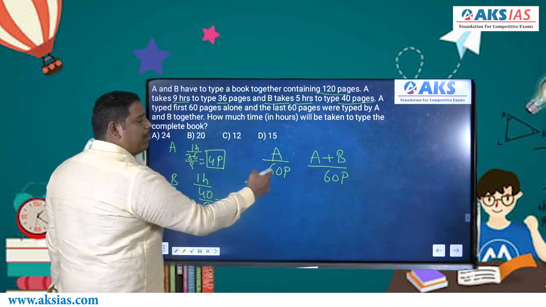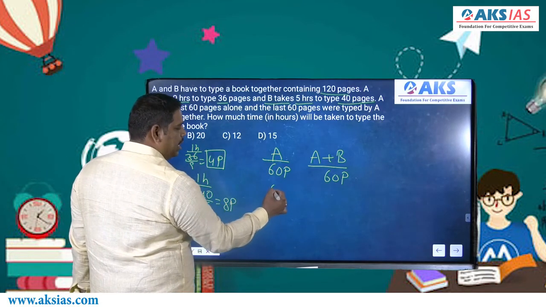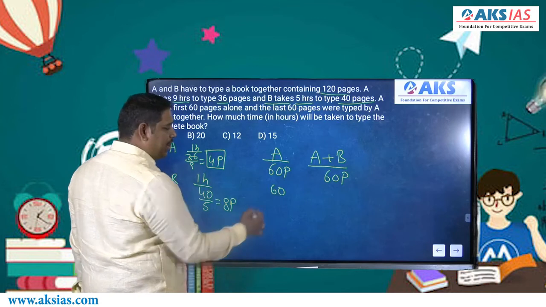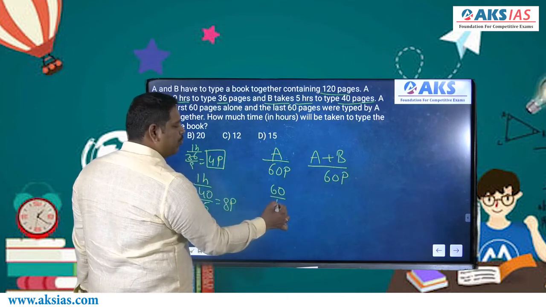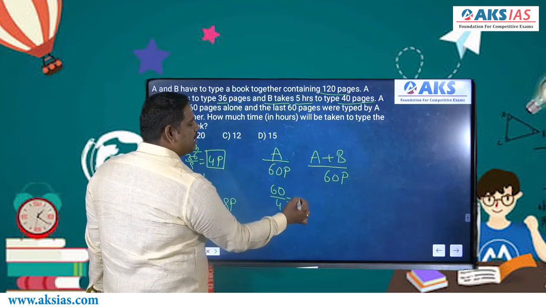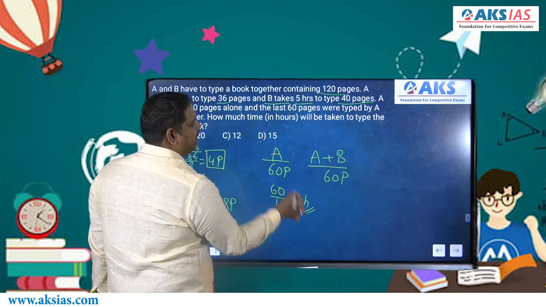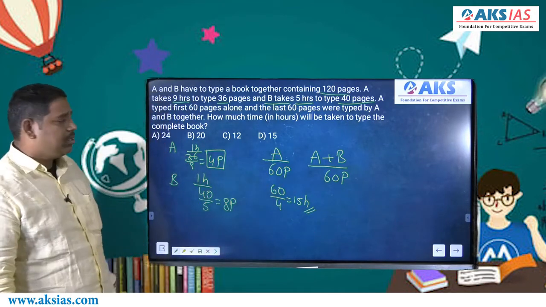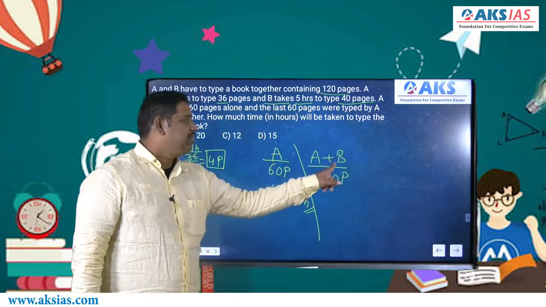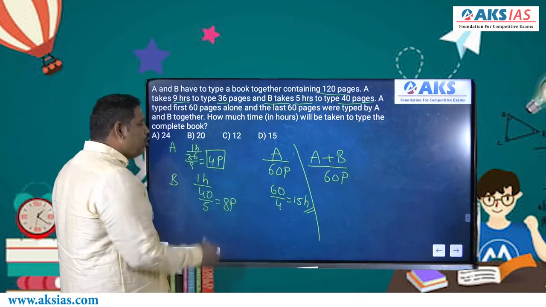4 pages. How many pages should be typed? 60. That means the work he has to complete, per hour he can do 4. That means 15 hours' time is required for A to type it. Sir, the work is not completed. I should take even this one also, right? Sir, that is together, sir.